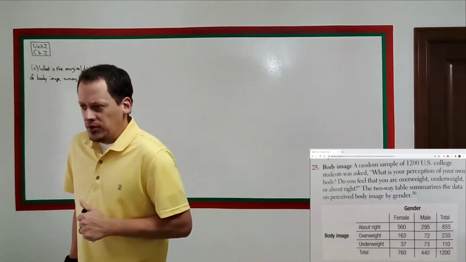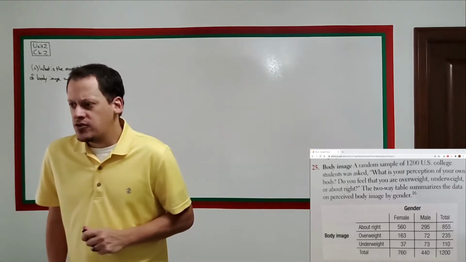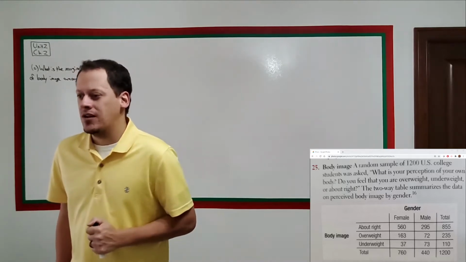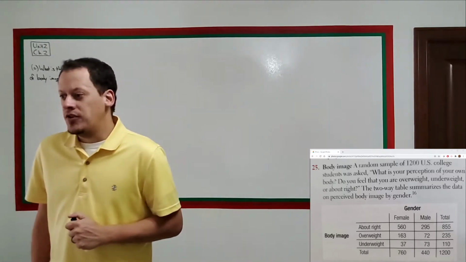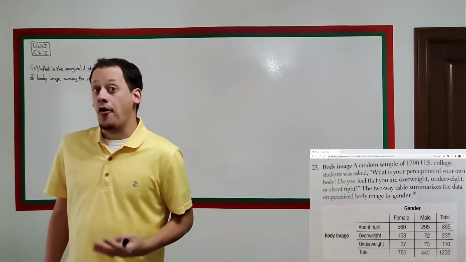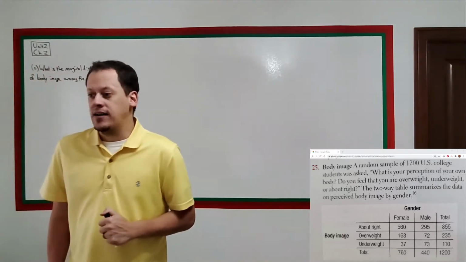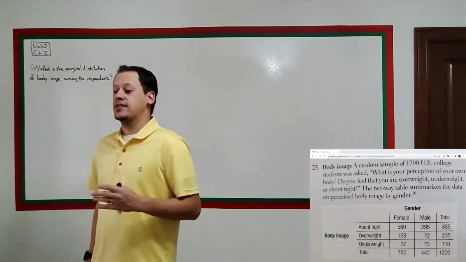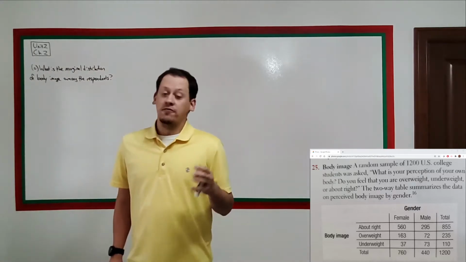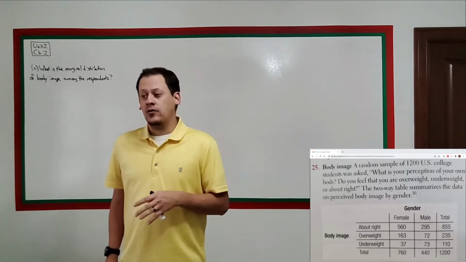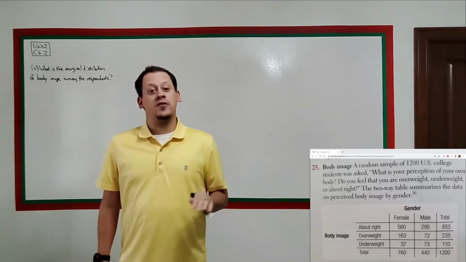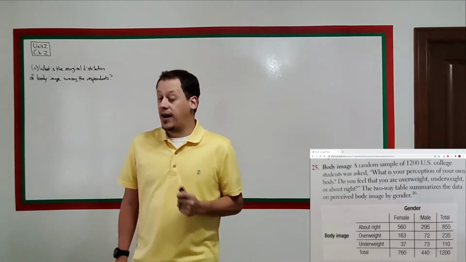A random sample of 1,200 U.S. college students was asked, what is your perception of your own body? Do you feel that you're overweight, underweight, or about right? The two-way table summarizes the data on perceived body image by gender. So you can see there how many people were female, how many people were male, and how many people felt each of those different ways about their body image.